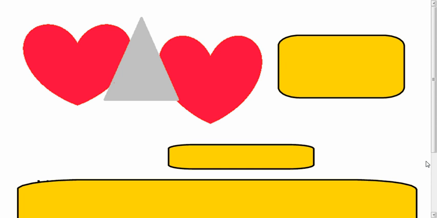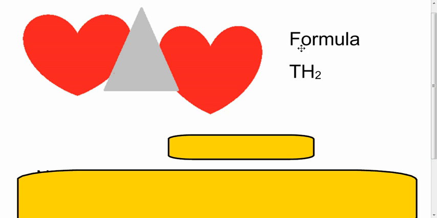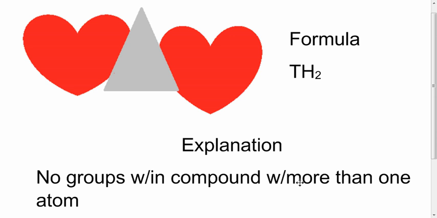And here they wrote it like a coefficient within the formula. There's a bunch of examples. The formula would just be T for triangle, H2. The explanation is there are no groups within the compound with more than one atom. We do have two hearts, but it's just the heart. It's not something other than a heart that's attached with it.